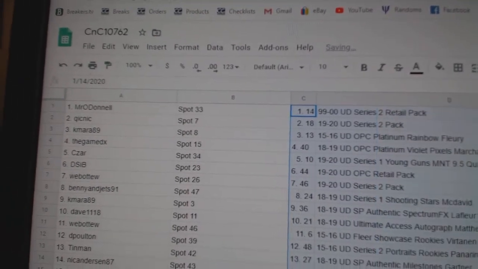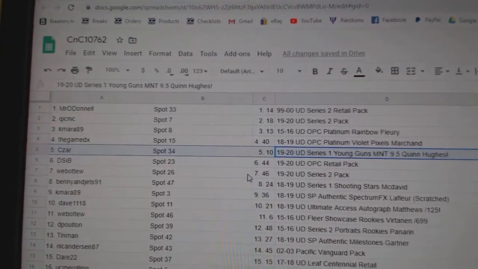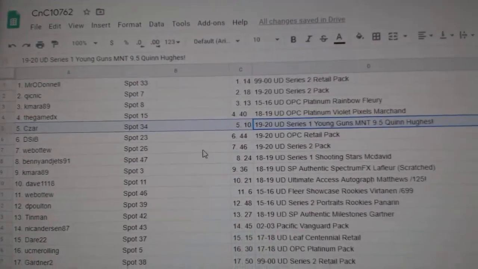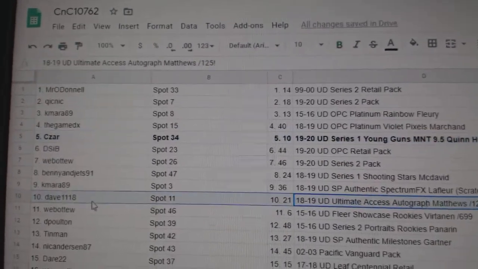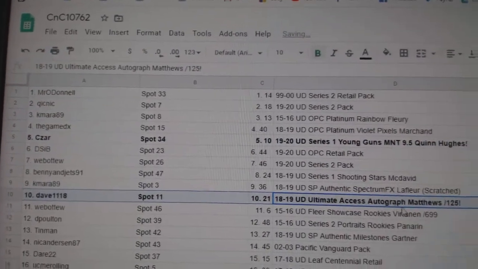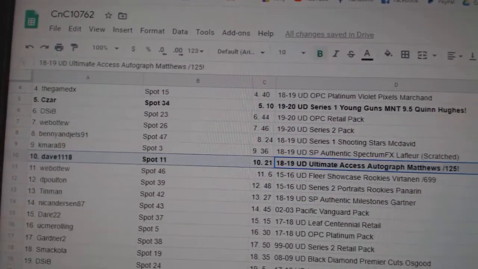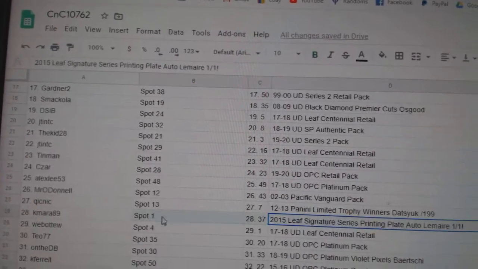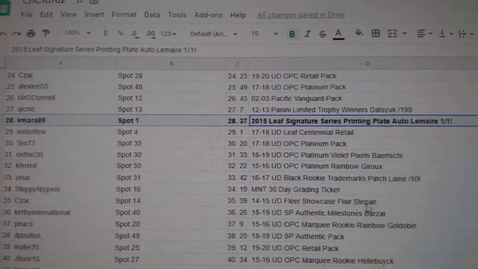All right. Well, the 9-5 Quinn Hughes MNT goes to Caesar. Congrats. The Matthews goes to Dave 1118. I feel like he wins a lot. The Jacques Lemaire goes to K Mara 89.